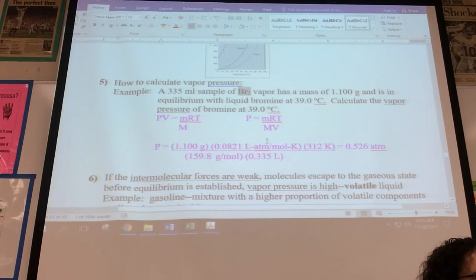R. The other thing you have to be careful with is the temperature, of course, in Kelvin, and the volume in liters. But there's nothing here that you haven't already done. Very straightforward.